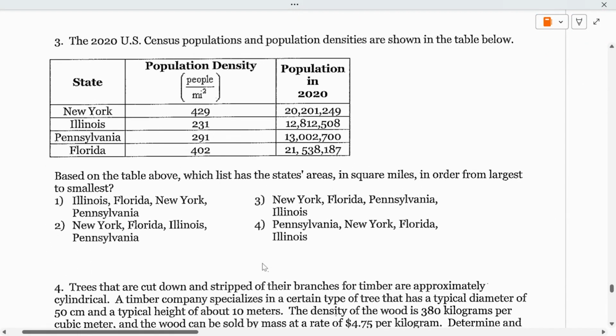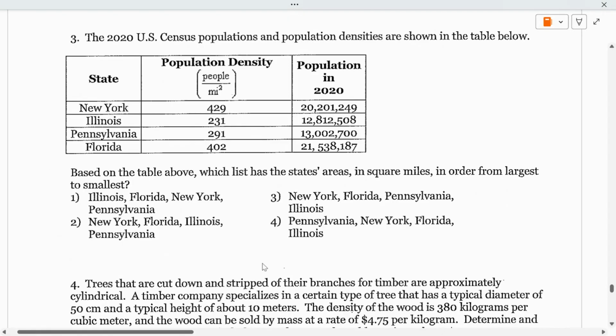So let's do number 3 together. The 2020 U.S. Census population and population densities are shown. So I'm just going to write the formulas really fast. So remember that the density equals the population divided by the area. And then we said, well, that just means that the area equals the population divided by the density, and area times density equals population. I want you to have the right kind of setup.